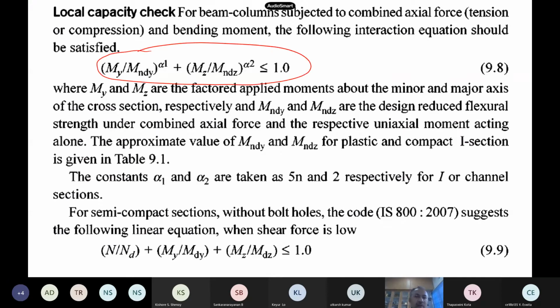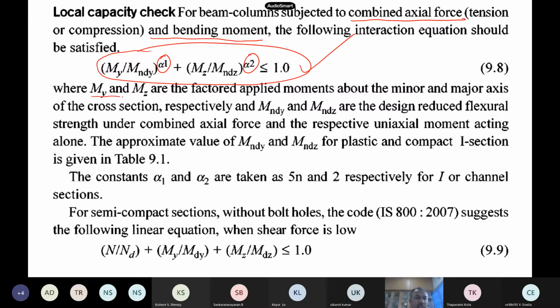If I have a beam column subjected to axial force, then it may be tension or compression, and then we have a bending moment. So this is my interaction equation: My by Mndy, Mz by Mndz, and we have alpha 1 and alpha 2. Suppose the column is perfectly fine, an idealistic case, maybe you can take alpha 1, alpha 2 as one, a linear case. But in reality, as I already mentioned, you will have several other cross sections, so many issues will be there. So these are the interaction equations.